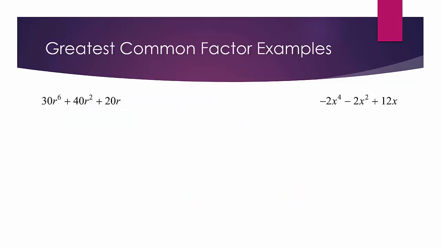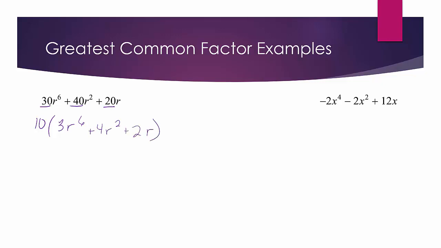So the greatest common factor examples, we've got 30r to the 7th plus 40r squared plus 20r. The first thing I notice is that I can take a 10 out of the 30, the 40, and the 20. So I'm going to do that. 10 times. Now basically what we're doing is we're doing the reverse distributive property. Okay, we're employing the distributive property here. We're just undistributing things. So that's 3r to the 6th plus 4r squared plus 2r.